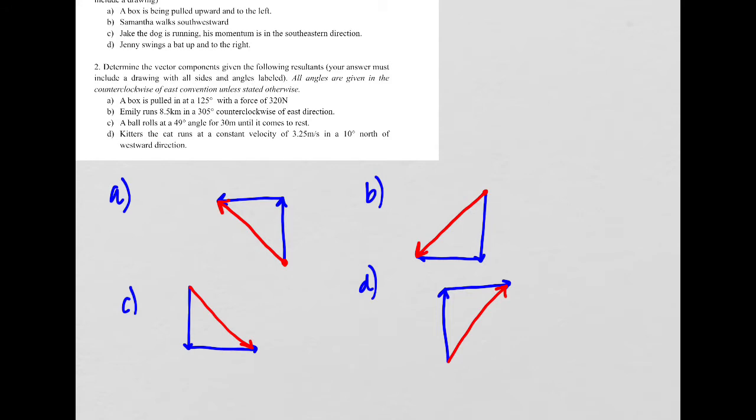And number 2 now says to determine the vector components given the following resultant. So this is the opposite of what we were just doing. You're given the resultants, and you have to figure out the vector components.